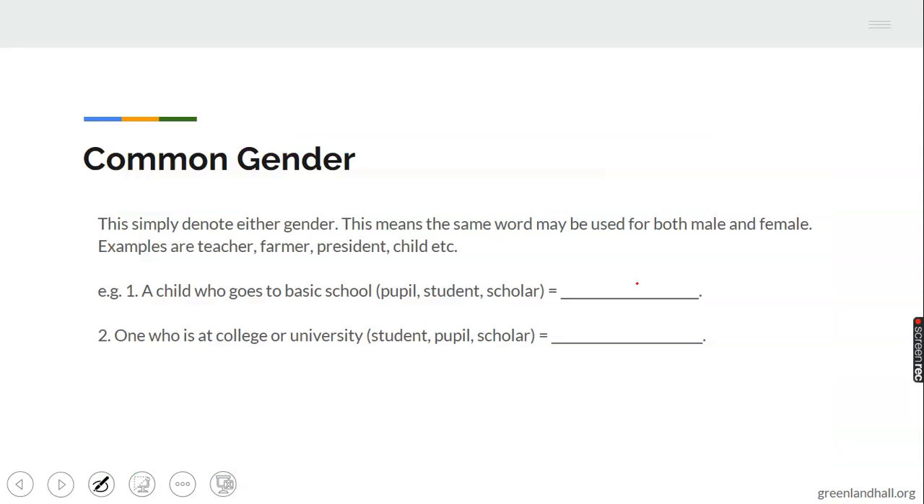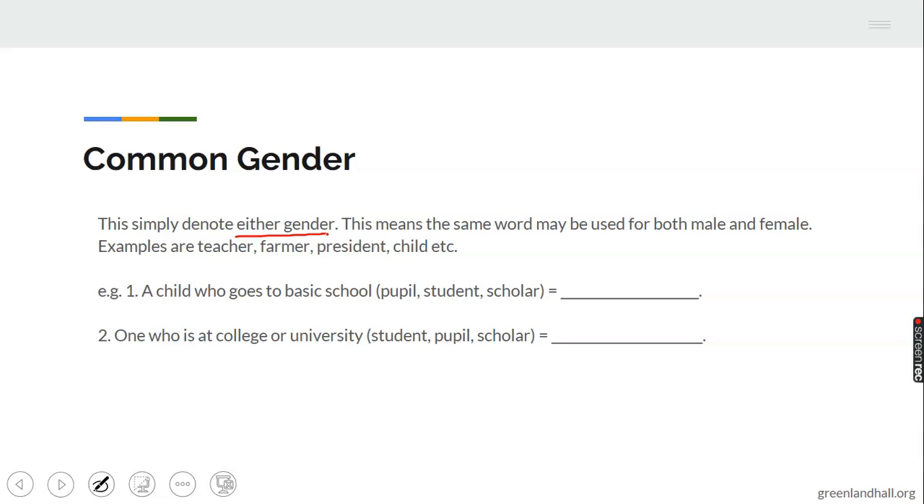Before we look at the examples, let me explain what common gender is again. Common gender denotes either gender, that is any of the two, whether male or female. It is not specific, but it means either one of them. It can even mean the two of them, as in the word you. You don't know whether it is male or female, but the word means any of them.